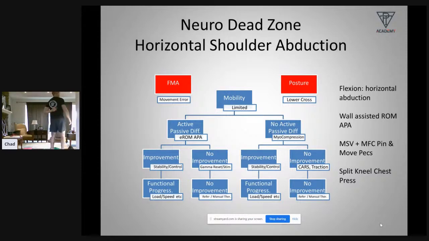The amount of work I have going on in my rhomboids and lower trap area right now to try and manage that shoulder position is incredibly high. So again, simple things, but like I'm sweating, okay? And these aren't some of the harder ones. Some of the harder ones are far more interesting than this. So I've got a lot more examples of this stuff.